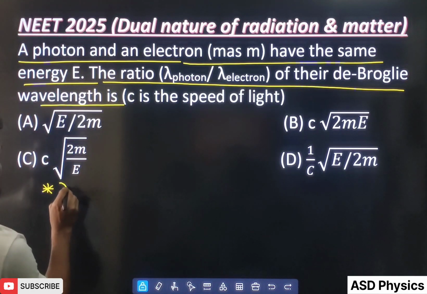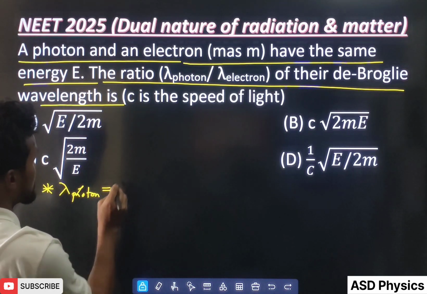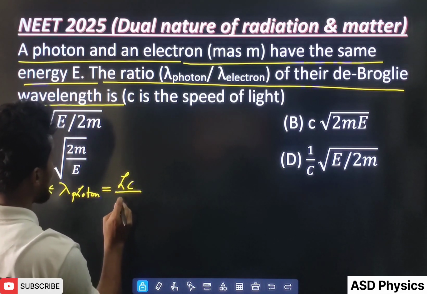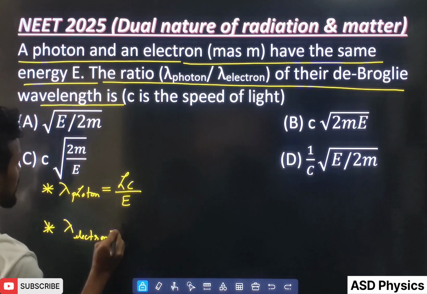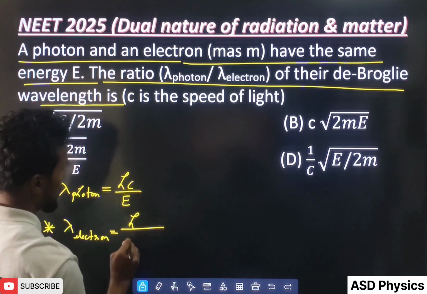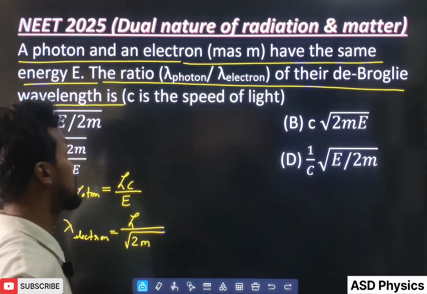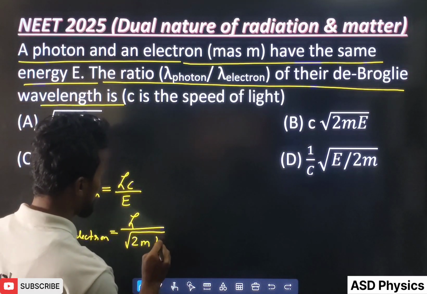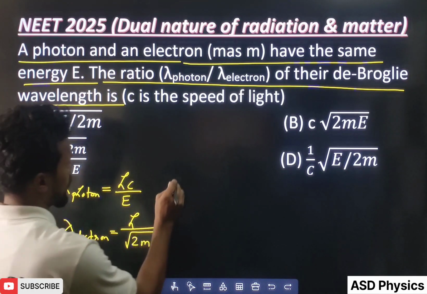Remember that here, from E equal to hc by lambda, we can write lambda photon means hc by E. Next, if we talk about lambda electron, here we have to use the de-Broglie hypothesis formula, h by root 2mK. K is the energy, but here they are telling E, so we'll write h by root 2mE. This is the lambda photon, this is the lambda electron.